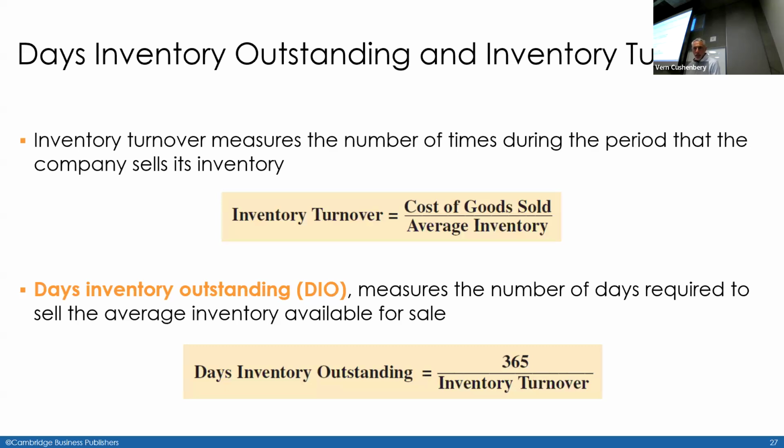We're going to talk about 4 or 5 different ratios. This is review. We've talked about days inventory outstanding in module 2. Days inventory outstanding is the spot on formula. Start with our cost of goods sold divided by average inventory. Days inventory outstanding, we'll take 365 days per year divided by inventory turnover.